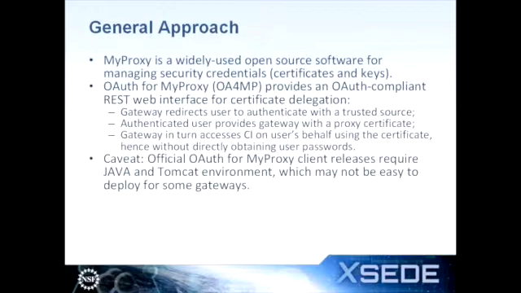Once the user is authenticated with that trusted source, the gateway will be able to retrieve a proxy certificate from that source, and then in turn use that certificate to access several infrastructures on the user's behalf. So the gateways never need to directly obtain the user's passwords or manage them. There's only one caveat with this approach: official OA4MP client releases require a Java and Tomcat environment, which may not be easy to adopt for some gateways.